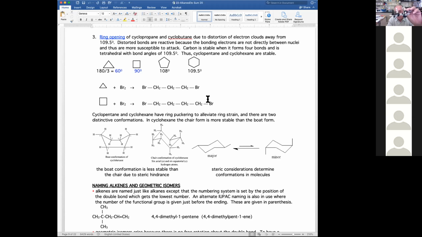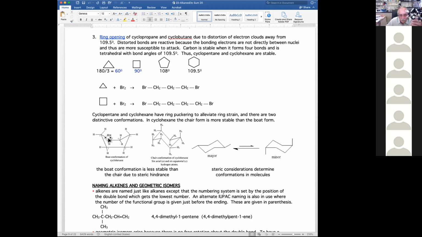Here's the reason why. If I put it into the boat form, you can see that these two entities, whatever is going to be bonded to them, are going to be trying to occupy the same space, known as steric hindrance, steric interference. So the good thing to remember or learn about these conformations is that in general, the chair form is much more stable than the boat form.